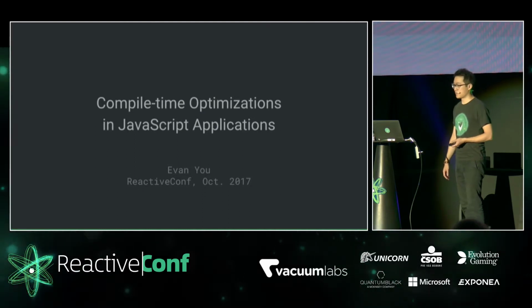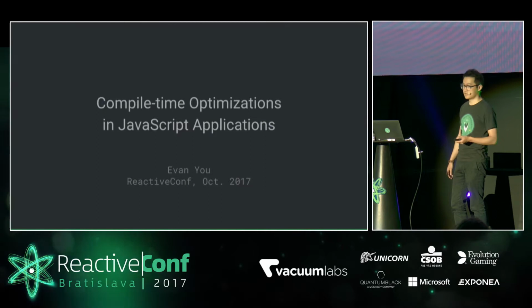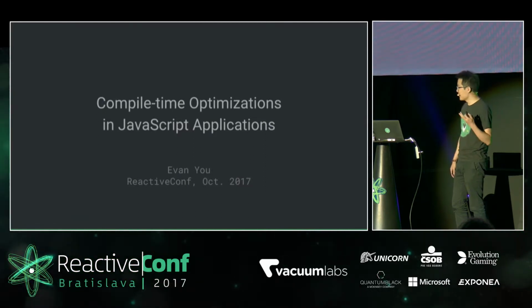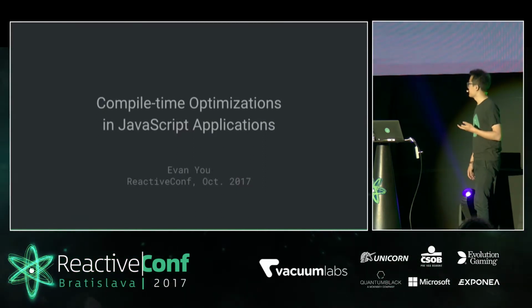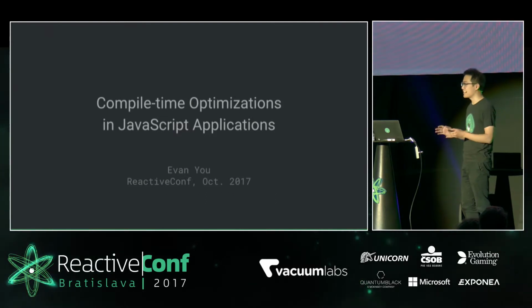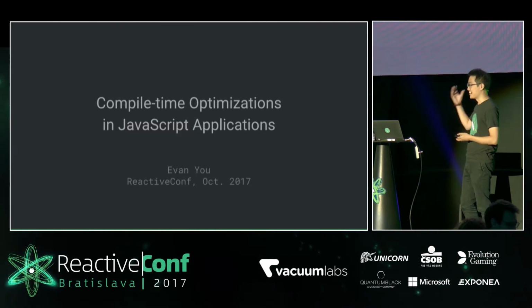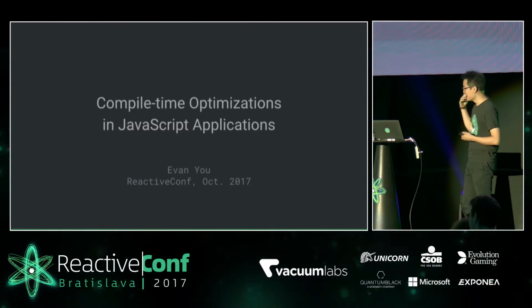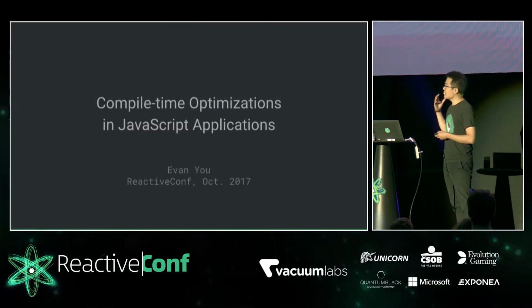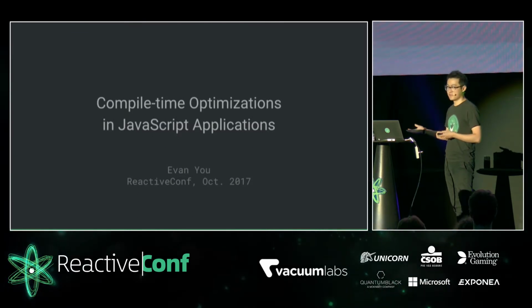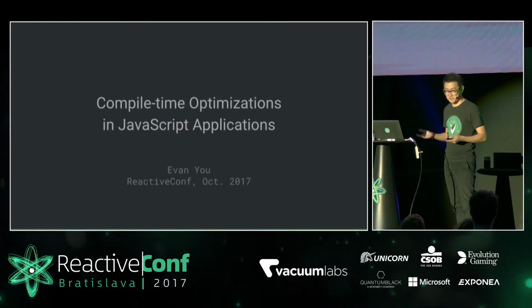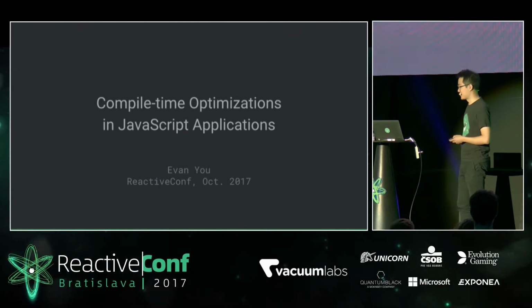So today's talk is about compile time optimization in JavaScript applications. As I was watching Igor's talk, I realized there's actually a pretty good synergy between the talks, because we're going to be mentioning some of the concepts that Igor leveraged in his demo. And this talk is not going to be specifically about Vue, but there will be some Vue-specific parts, just to be clear about it.